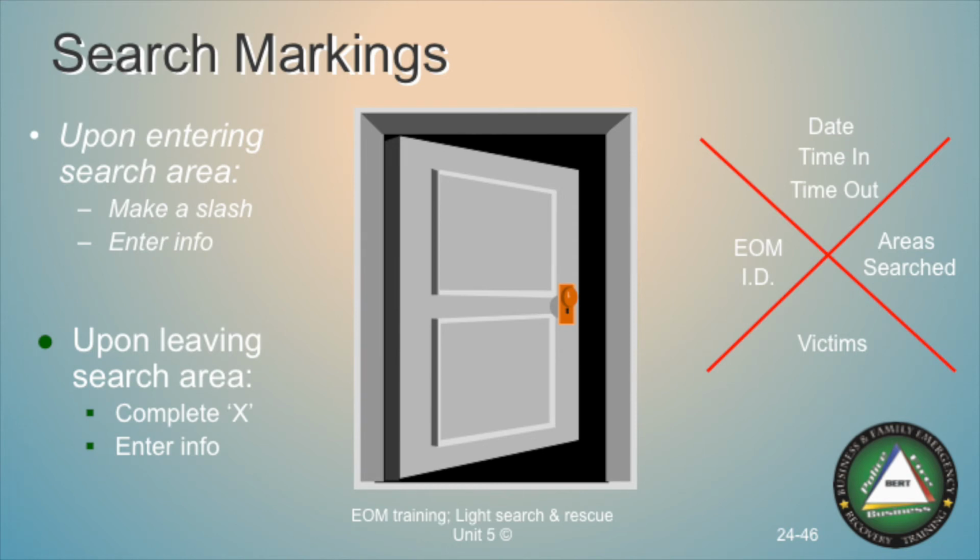A construction crayon is a good thing to use to make these marks. These are important because when the rescue teams come back or finally get there, they are identified. They'll remember what these marks are, and they'll know whether there's somebody in there or not. It will save them time. Upon leaving the area, complete the X and enter some more information. Make a note of the area searched and how many victims were found.